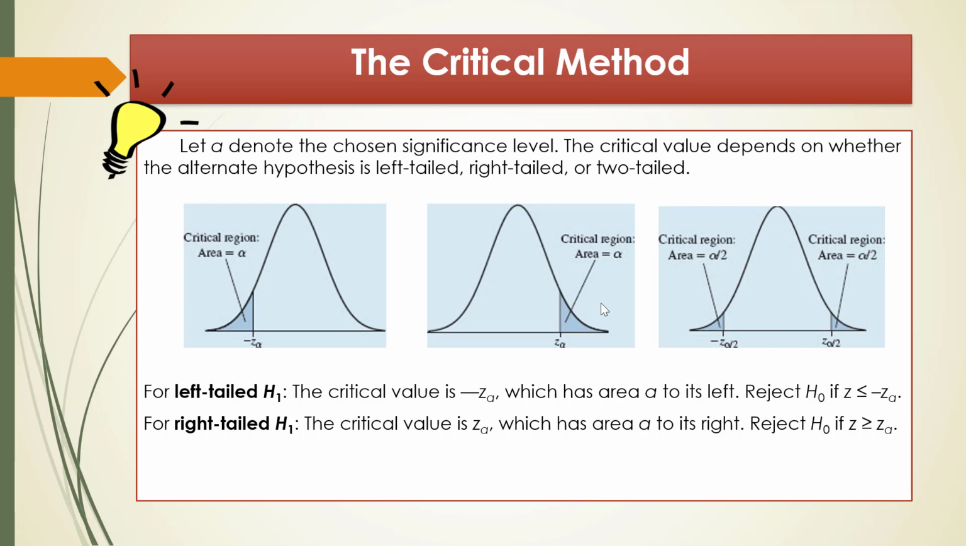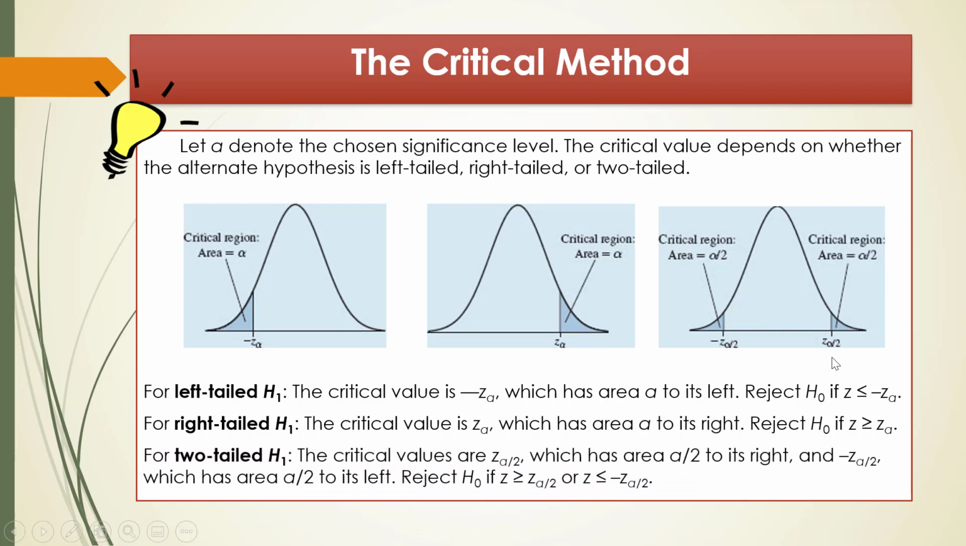For the two-tailed test, we have two critical values. One is negative and one is positive. The first critical value separates alpha over 2 area to the left and 1 minus alpha over 2 area to the right. And the second critical value is a positive number that separates 1 minus alpha over 2 to the left and alpha over 2 to the right. These two numbers are the negative and positive of each other. So if the test statistic falls into either one of the two critical regions here, we reject the null hypothesis. That means if z is greater than or equal to z alpha over 2, or z is less than or equal to minus z alpha over 2, we reject the null hypothesis.